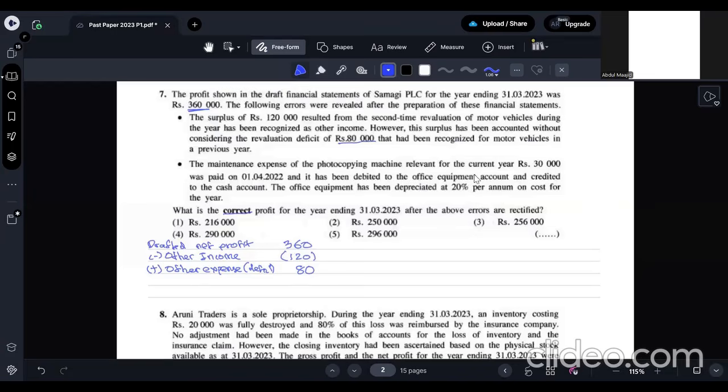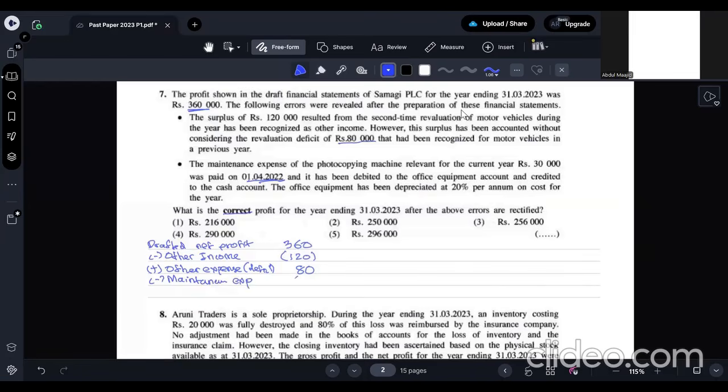Okay. Then the next one. The maintenance expense of the photocopying machine relevant for the current year 30,000 was paid on 1st of October to 1st of April 2022, and it has been debited to the office equipment account. Maintenance expense, that is an expense, right? You don't add it to office equipment. So what you have to do, you have to deduct that maintenance expense. You have to record it as an expense.